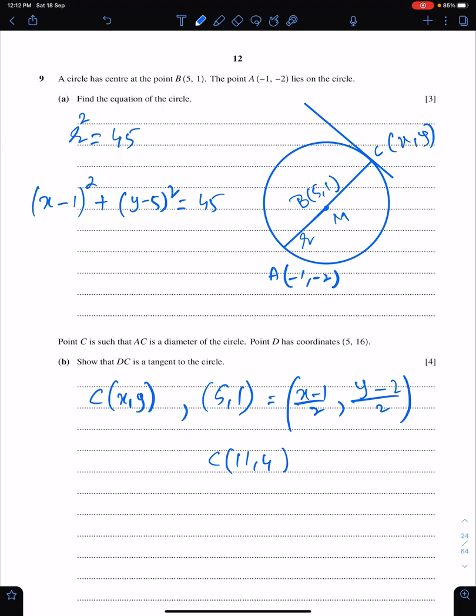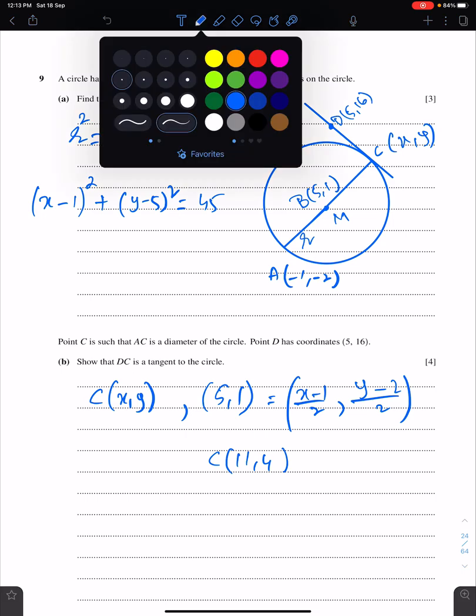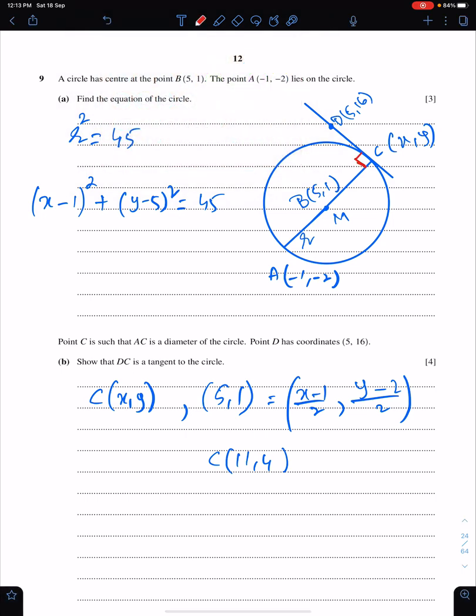This is the rough sketch. Maybe D is here, with coordinates 5 comma 16. It should be here because the x coordinate of the center and D are both the same. We just need to prove that DC is tangent. So this is so simple. We have the coordinates of C now. Coordinates of C are 11 and 4.